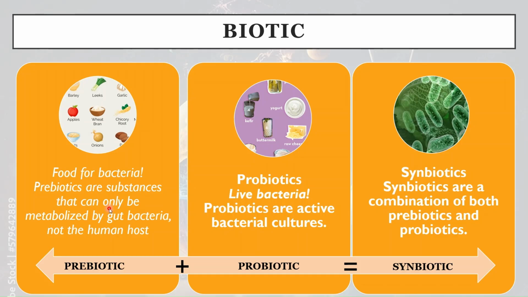Then what is meant by symbiotic? Symbiotic is nothing but a combination of prebiotic and probiotic. That means in a biological lab, we prepare this symbiotic by making a combination of prebiotic and probiotic. So that is called symbiotic.